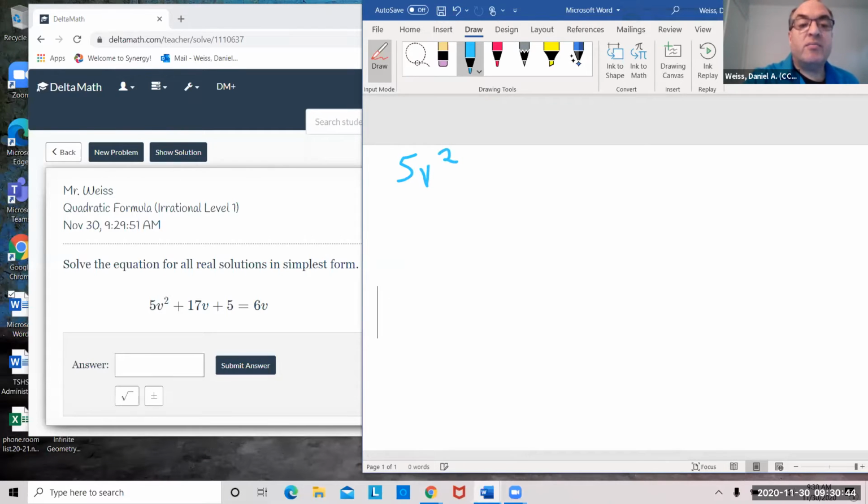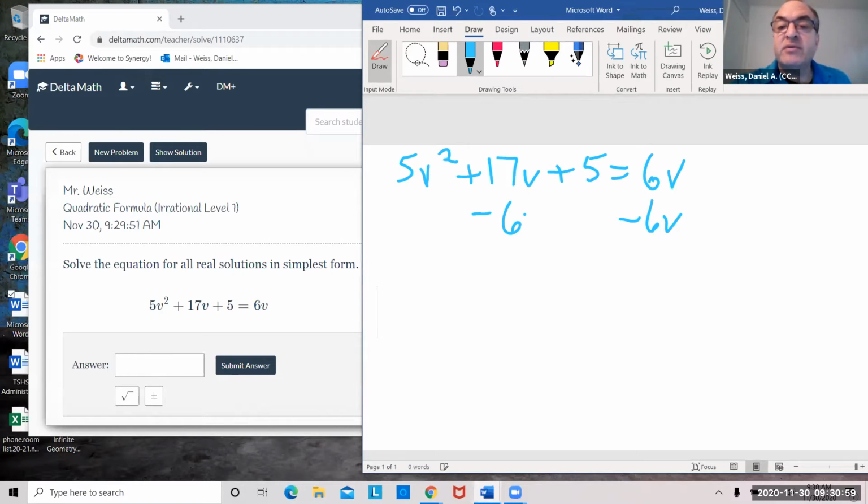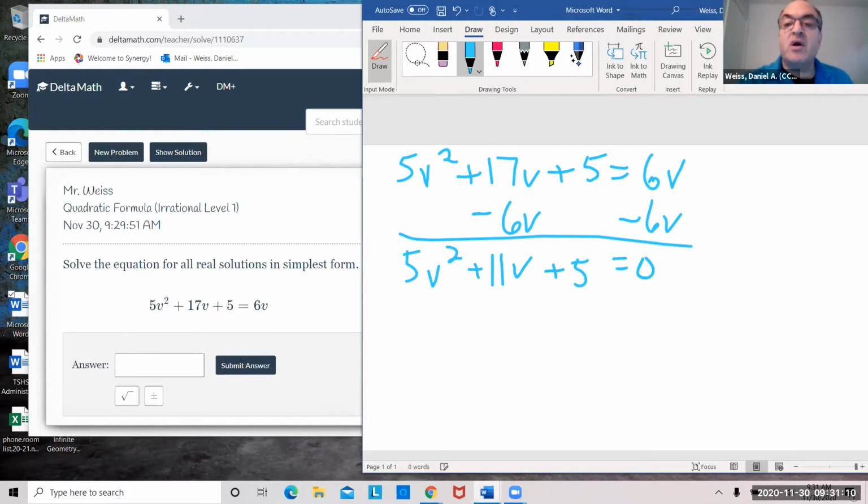5v squared plus 17v plus 5 equals 6v. Okay. I'm going to subtract 6v from both sides to get the equation equal to 0. That gives me 5v squared plus 11v plus 5 equals 0. All right. A equals 5, B equals 11, C equals 5. Okay. All right.